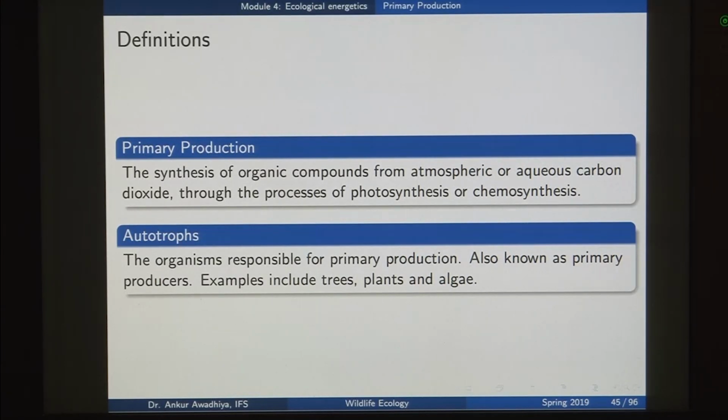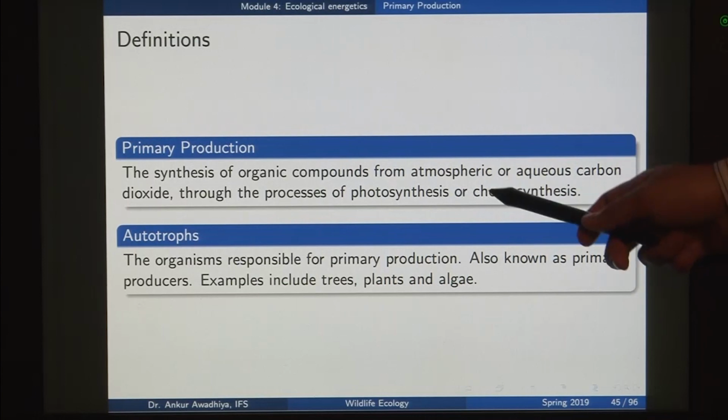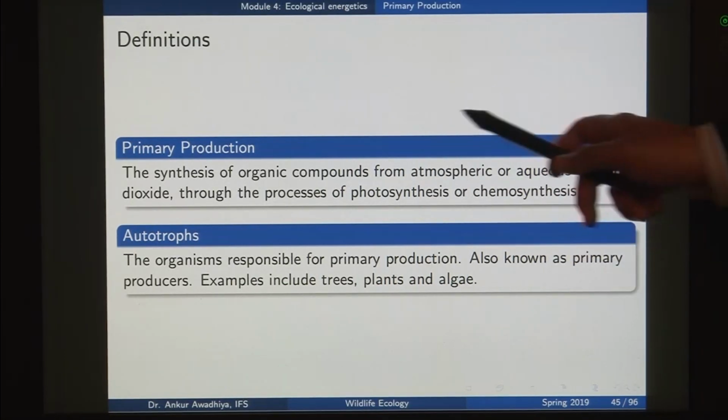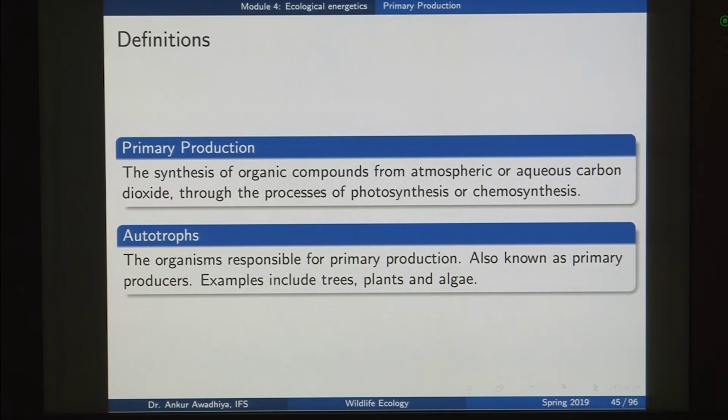So, primary production is the synthesis of organic compounds from atmospheric or aqueous carbon dioxide. Atmospheric carbon dioxide is used by photoautotrophs that are exposed to the air, while those autotrophs that are not exposed to the air, but are residing in an aqueous, water environment, use the aqueous carbon dioxide. Examples would be organisms living in the oceans, in the rivers, in different water bodies, ponds, lakes and so on.